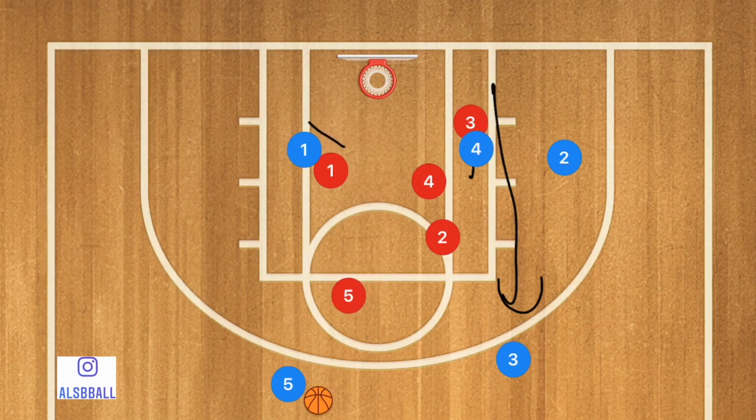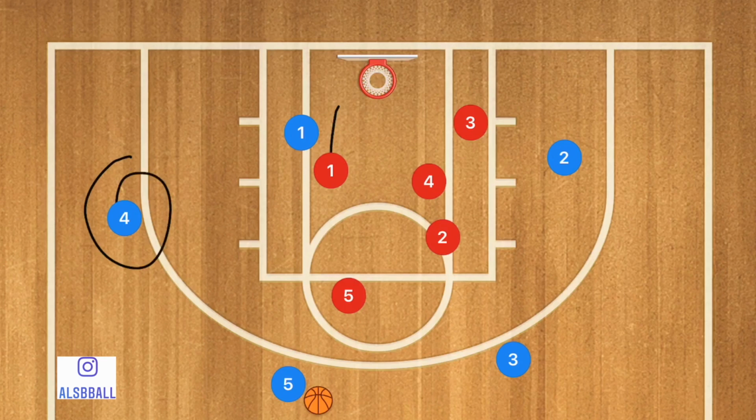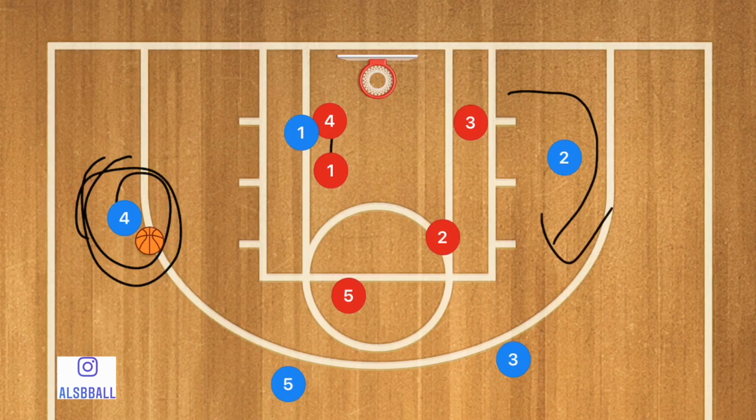Next, what's going to happen is player 1 is going to turn and set a screen for player 4, who's going to be popping out. And at this time, we're going to be having player 5 pass over to player 4 for that 3-point shot. Now, this is an execution of a play that you can run with pretty much any inbounds. However, it works really well with the box inbounds.